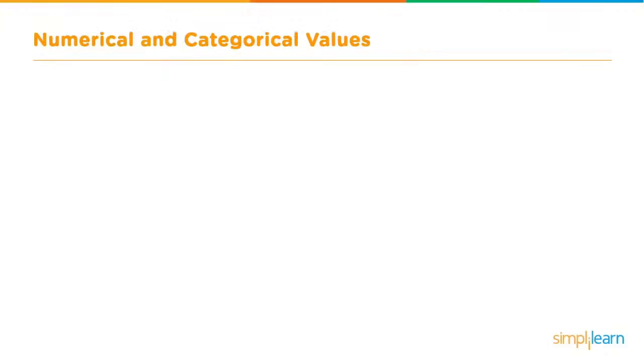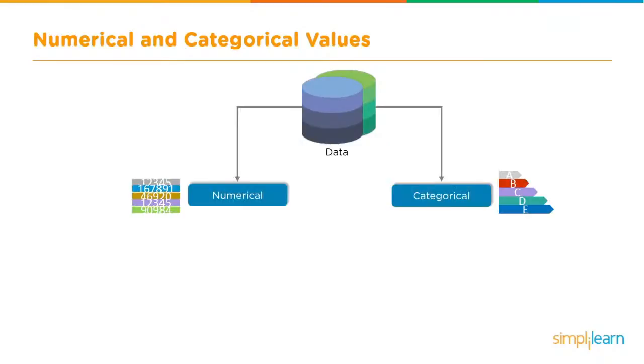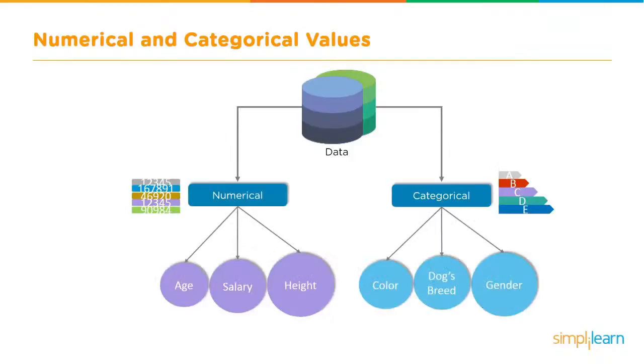Numerical and categorical values. Let's take our data coming in, and this is kind of random data from any kind of project. We want to divide it up into numerical and categorical. So numerical is numbers: age, salary, height, where categorical would be a description: the color, a dog's breed, gender.